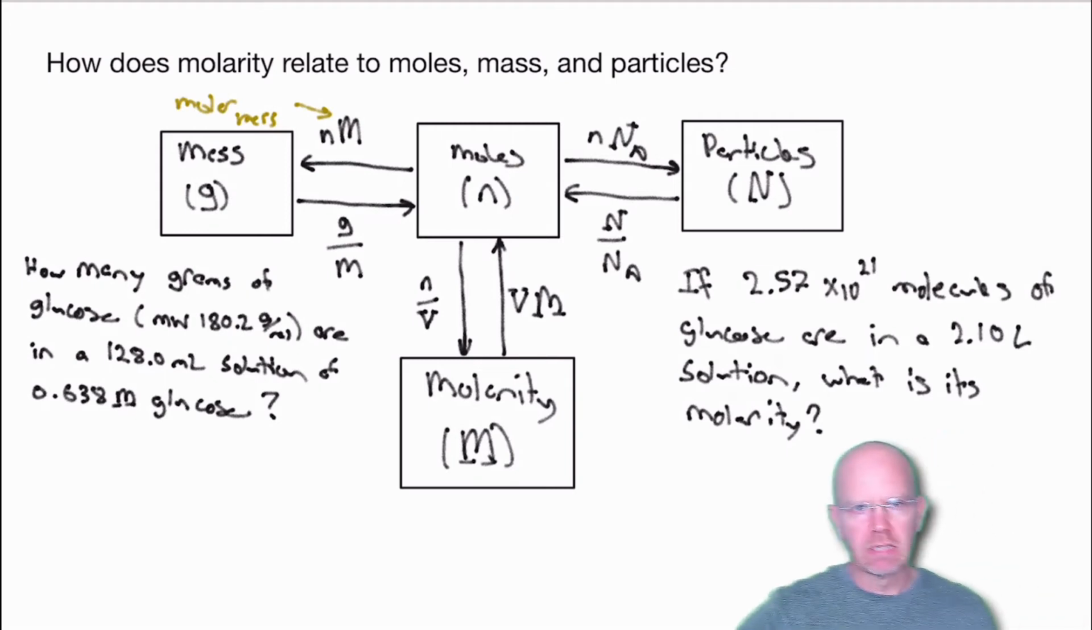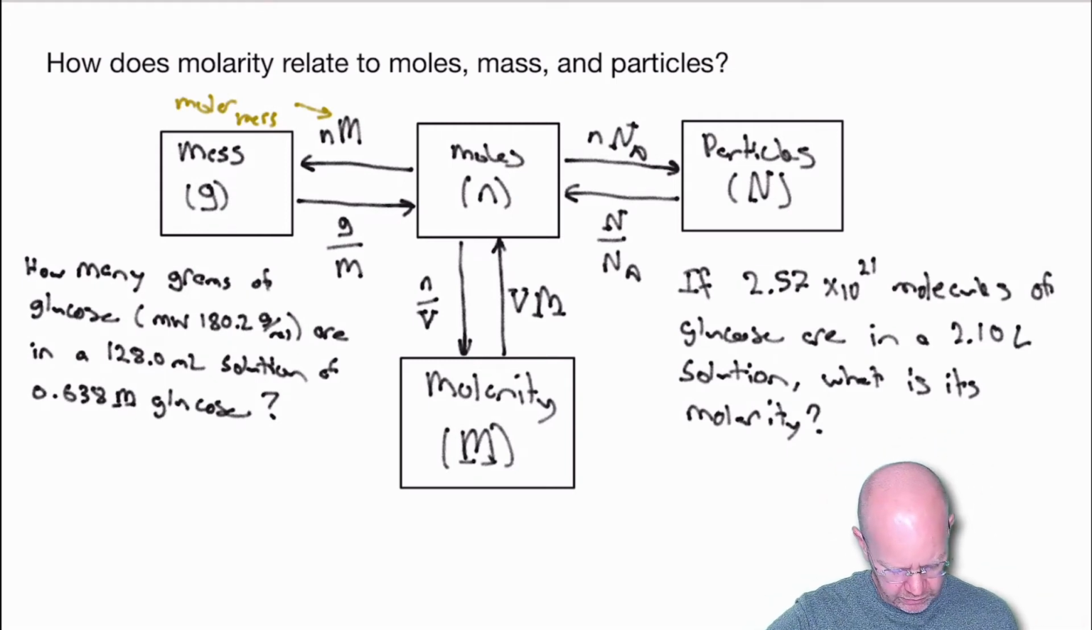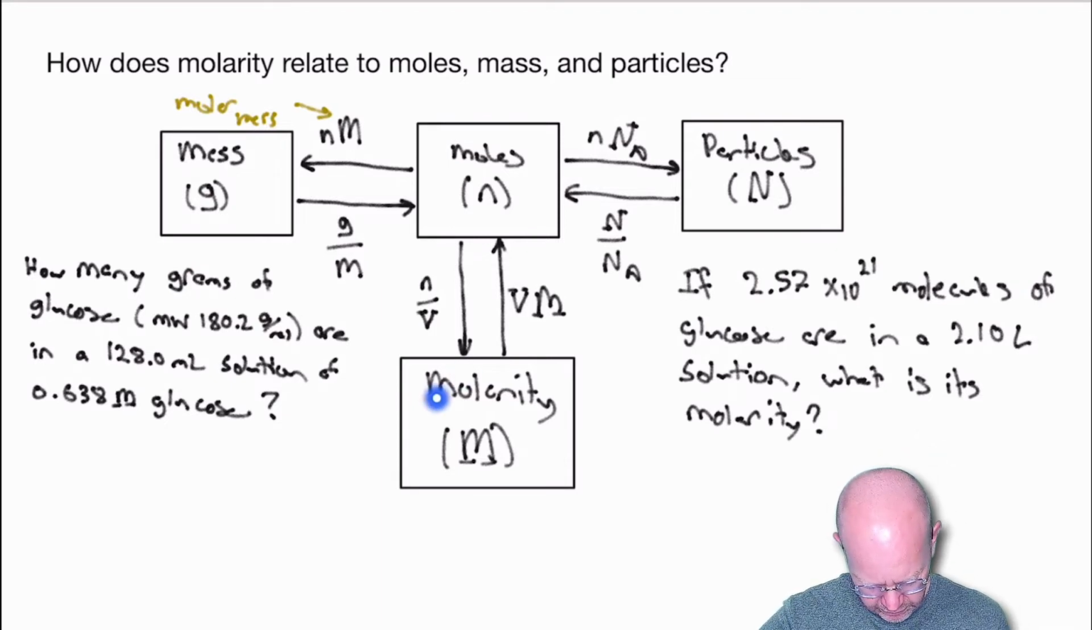Let's do a couple of quick examples to see how this works. So if we wanted to know how many grams of glucose are in a 128 milliliter solution of 0.638 molar glucose, let's look at what we have here. We have a molarity of something. We also have a volume of something. So we can get from molarity and volume, that puts us here, right? We have a molarity and we have a volume.